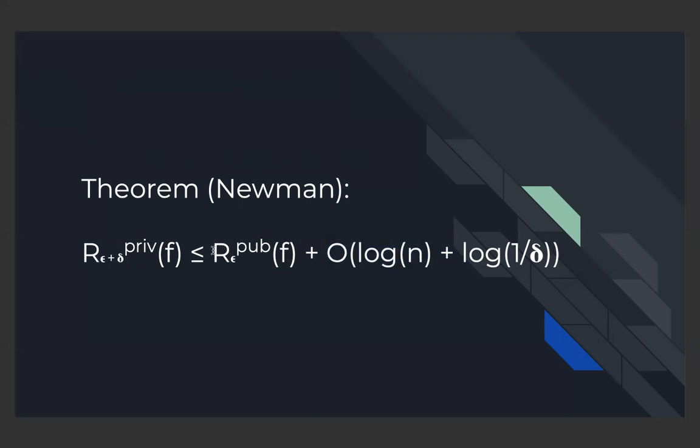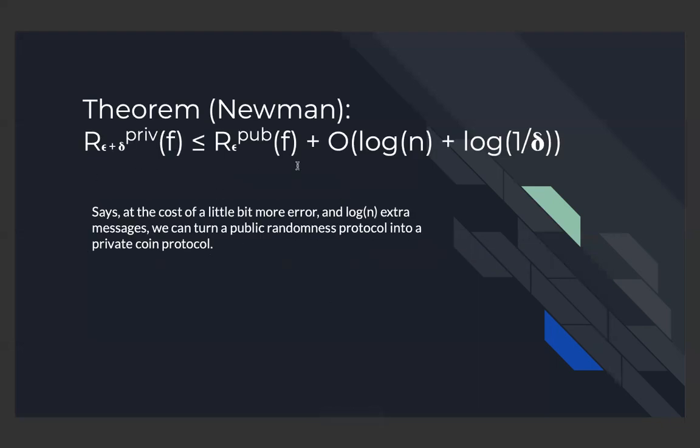So let's say that one more time. If this is how many messages you have to send in a public setting, then you never need to send more than that plus log n many bonus bits if you set delta to be like 0.01 or something. Obviously, the number of bonus bits you have to send also depends on how little bonus error you're willing to take on. So this says at the cost of a little bit more error and log n many extra messages, we can turn a public randomness protocol into a private randomness protocol.